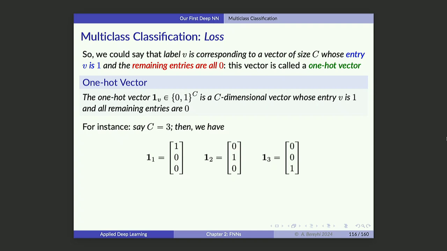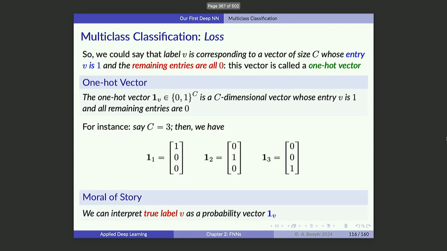Clear? So you can again interpret it exactly like what you did in the binary classification. You can again interpret it as a vector of probabilities. So you get the label, and then you just convert it into a vector of probabilities. So moral of the story, the true label V is simply telling you that the probability vector for your image inside your data set, or your data point, is simply the one-hot vector at index V. Clear? So any questions?